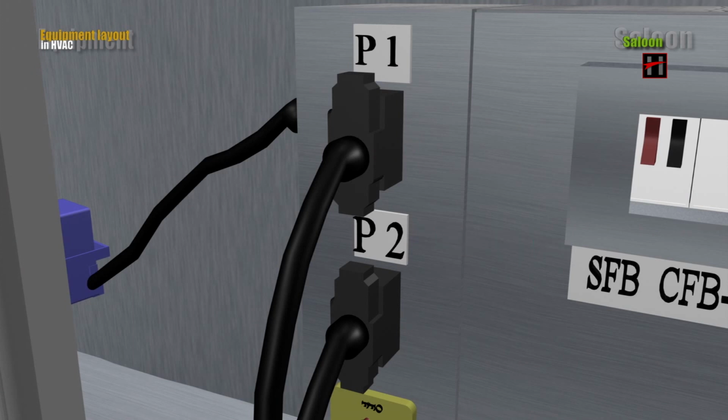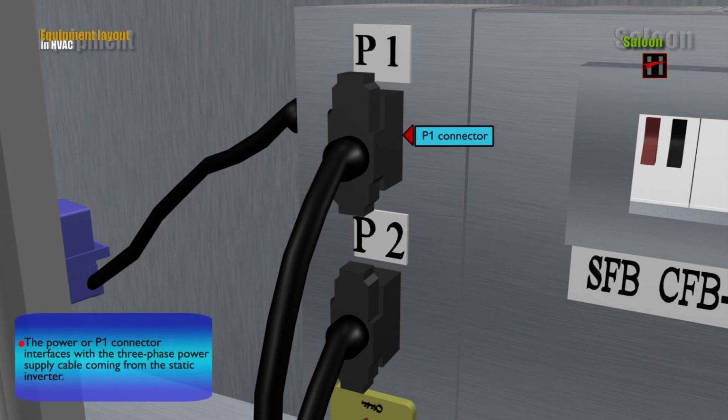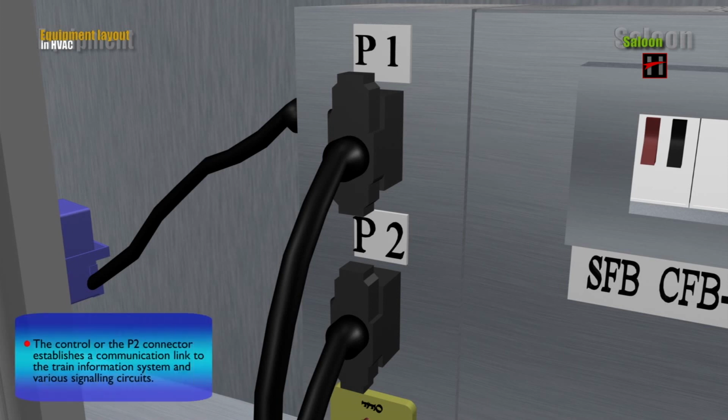The power or the P1 connector interfaces with the three-phase power supply cable coming from the static inverter. The control or the P2 connector establishes a communication link to the train information system and various signaling circuits. In addition, it connects the control system and the emergency inverter to the battery buffered 110 volt control power supply system.